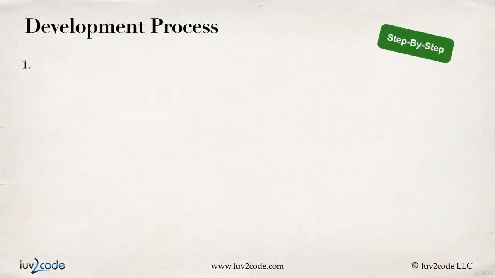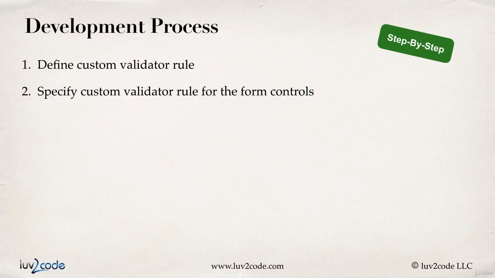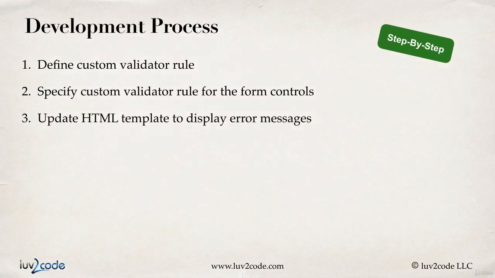Alrighty, so here's our development process. The first thing we'll do is define our custom validator rule. Then we'll specify the custom validator rule for the form controls. And then finally, we'll update the HTML template to display the error messages.